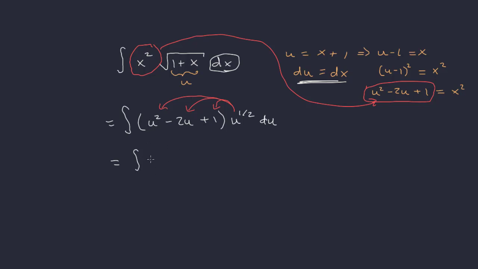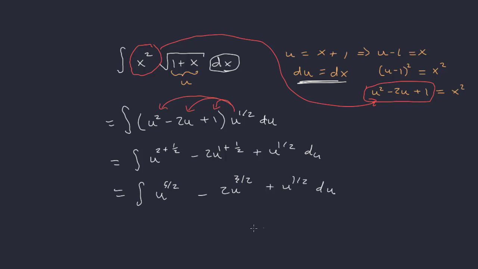So let's distribute this through. This will be u to the 2 plus 1/2, minus 2u to the 1 plus 1/2, plus just u to the 1/2. Okay, so it'll be kind of nasty, but, you know, we do get it to where we want it. So this, of course, is 4/2, so this will be u to the 5/2 minus 2u to the 3/2, since that's 2/2, plus u to the 1/2.